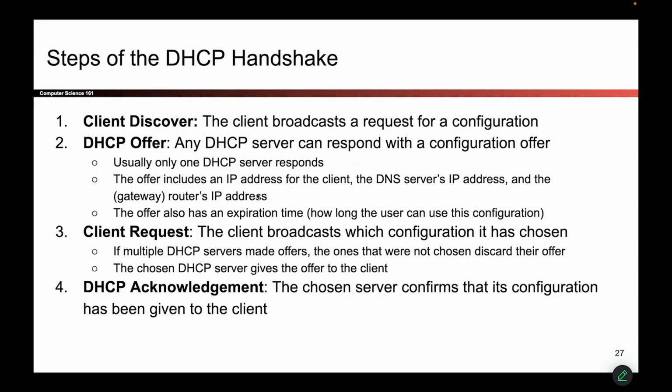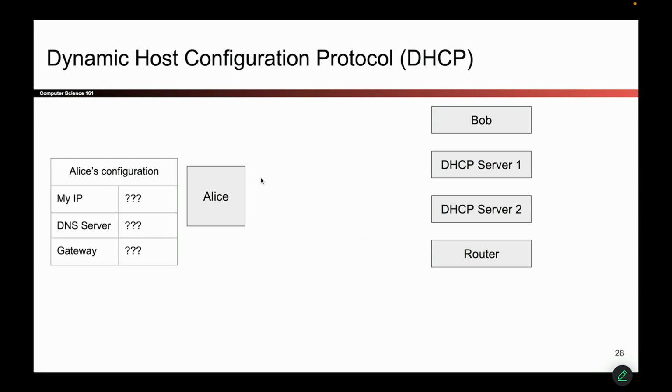So how does it work? It's another 4-step process. I will not read it in text because I have pictures. So this is what it looks like in pictures. Here's Alice. She has joined the network for the first time. She doesn't know her IP address. She doesn't know where the helpful DNS server is. And she doesn't know where the gateway router is. That's another word for the router that we use to forward packets to the rest of the internet.